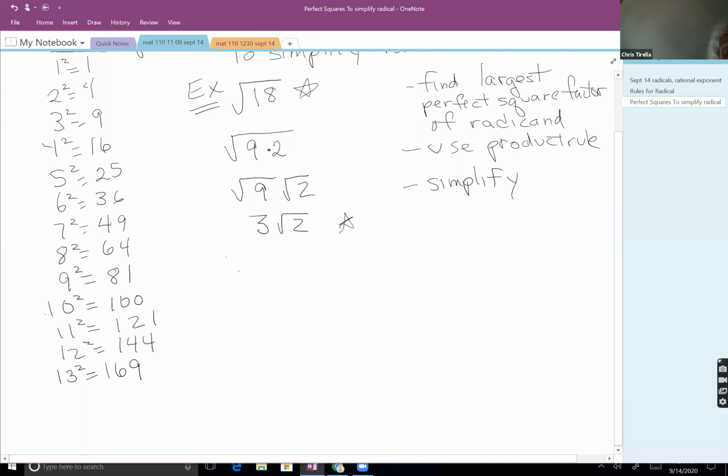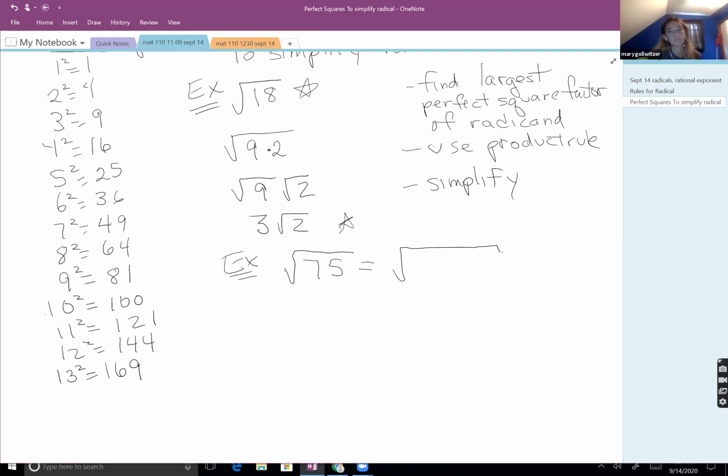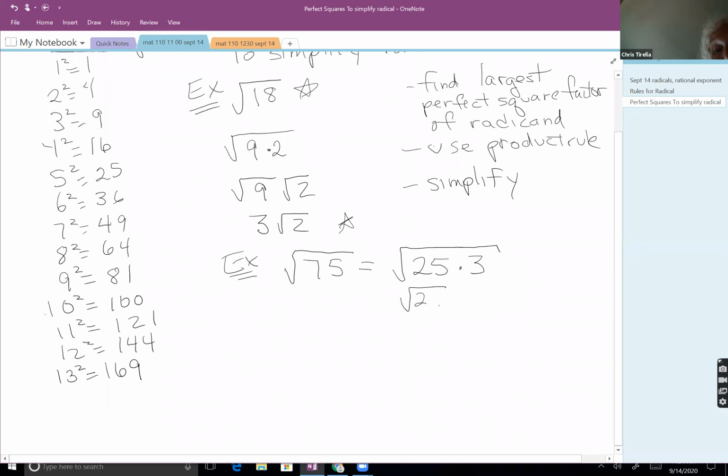Next example. What if I have the square root of 75? Which of those perfect square numbers goes into 75 evenly? 5. Well, 25? Yeah. 3 times. So then when I take the square root of 25 and multiply it by the square root of 3, my final answer is 5 square roots of 3.